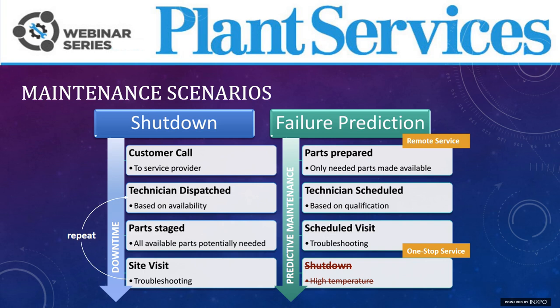Failure prediction follows a different pattern and does not lead to downtime. Downtime will lead to a chain of action, starting with a customer call and ending with multiple site visits. However, all this results in downtime again and costs money and potential production loss. Failure prediction, however, starts prior to a shutdown and is based on real-time data. Parts are available. Service visits can be scheduled in advance before any shutdown occurs.